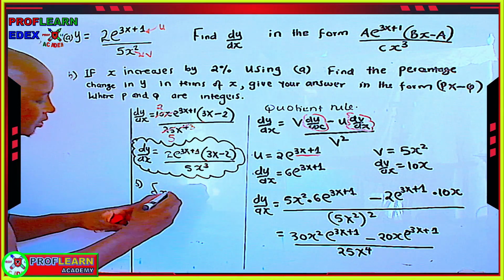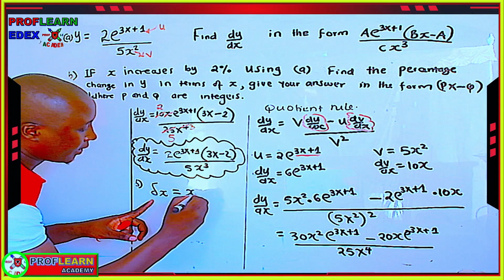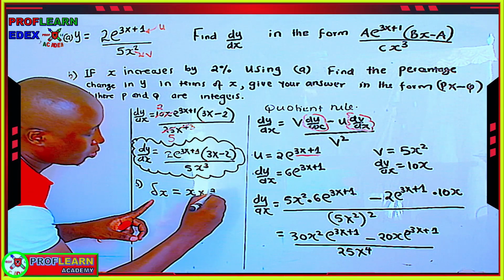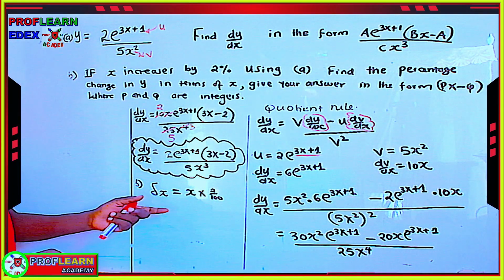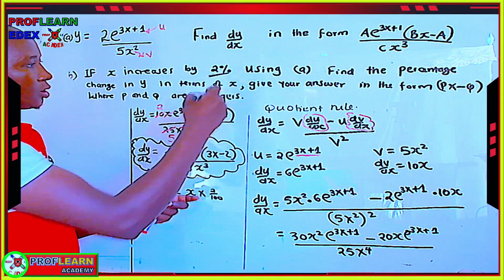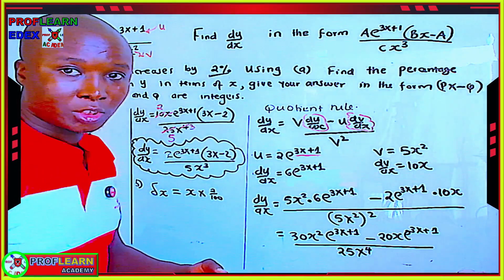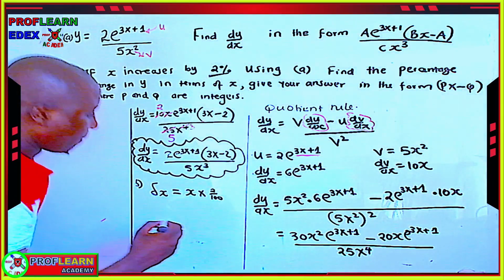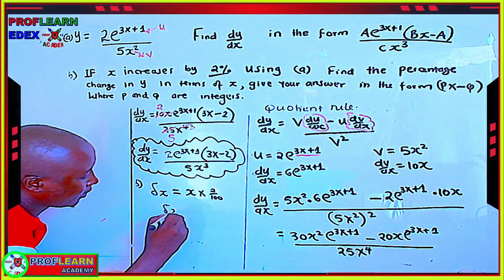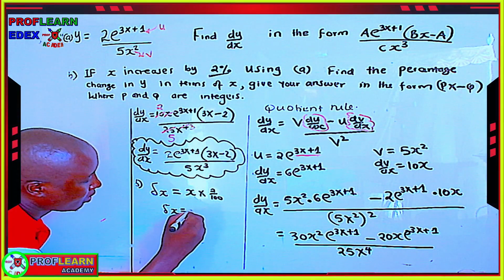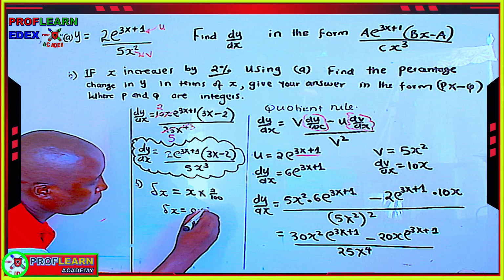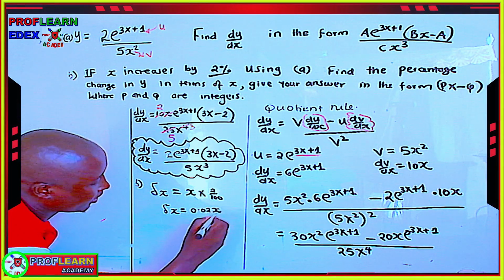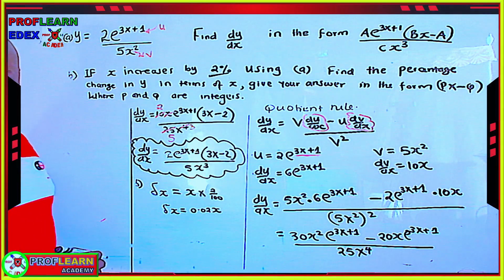What will be the small change in x? Small change in x will be x times 2 over 100, because it increased by 2%. So what will be that small change due to this percentage? Now our small change in x is going to be 0.02x. That is the small change in x.